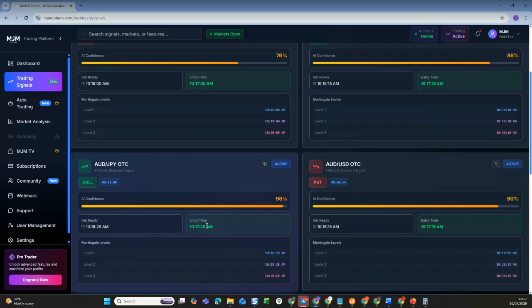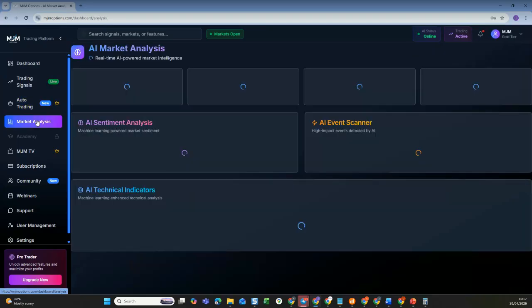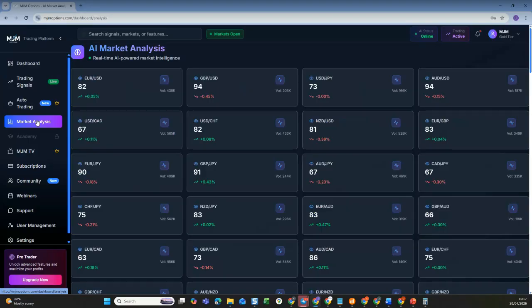Very, very simple. Now the next thing we have is the auto trading. Auto trading is simple. Log in your account. The moment you are connected to the AI, log in your account on the auto trading part. As long as you have about $1,000 on your account, log in, then connect the account and it will start trading for you.